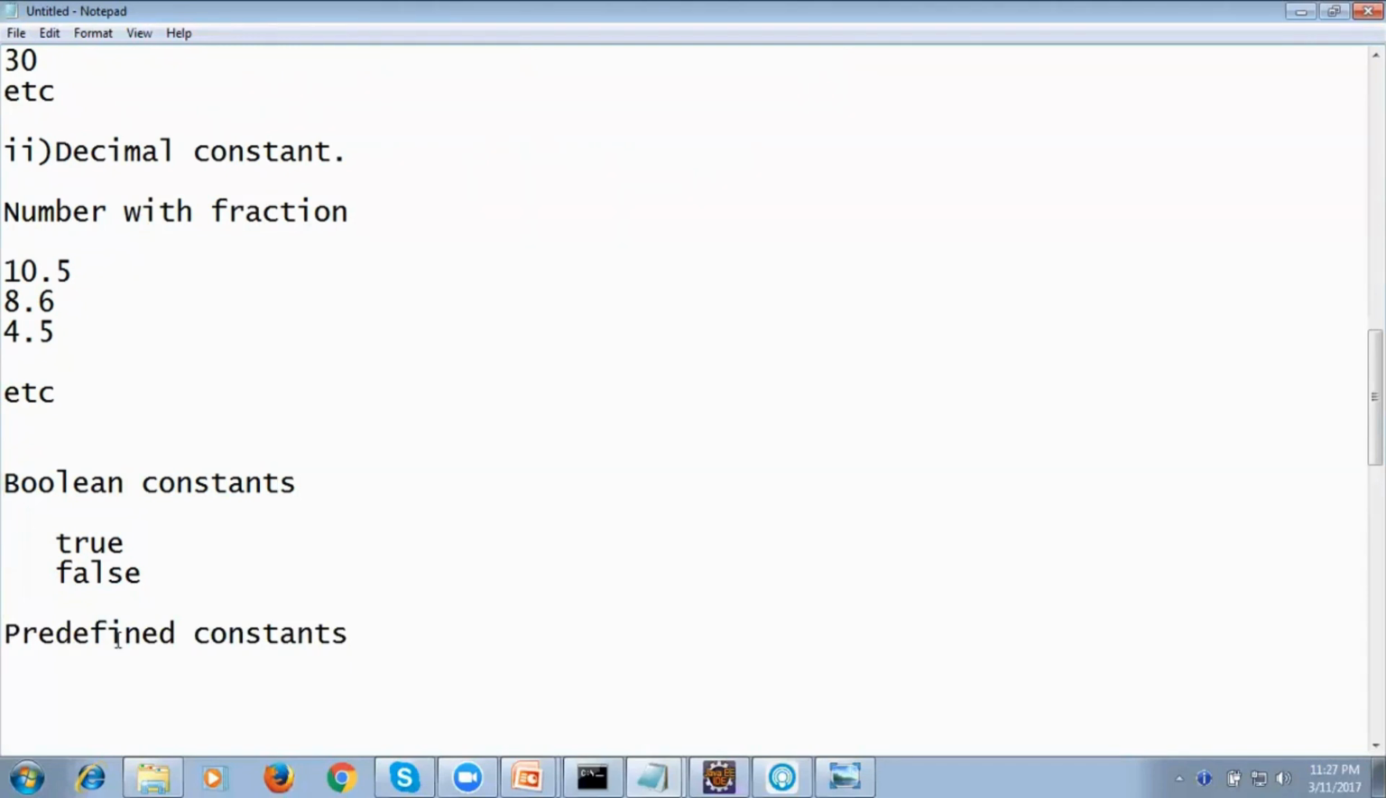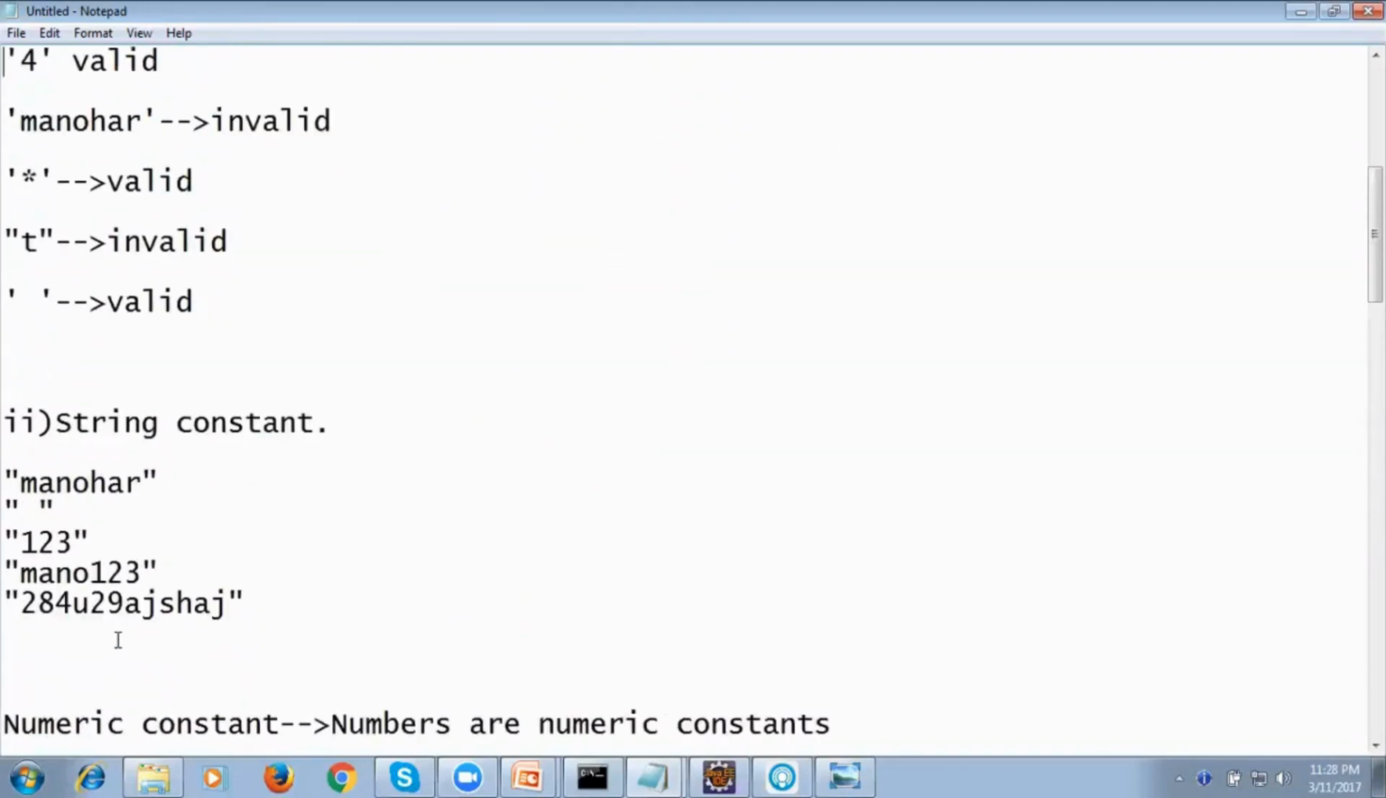So what is a Boolean constant? A Boolean constant is used to represent either true or false. Or you can say these are all predefined constants, and they must be declared in lowercase. Don't try to put them in mixed case or uppercase. I hope this is clear. So dear friends, this is all about constants in Java.